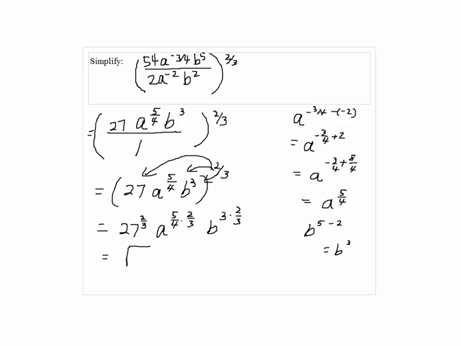27 to the 2/3 means the cube root of 27, squared. And here we can cancel 2 and 4, so we have a to the 5 over 6. And the 3's cancel, so we have b squared. The cube root of 27 is 3, so 3 squared is 9. So the answer is 9 a to the 5/6 b squared.